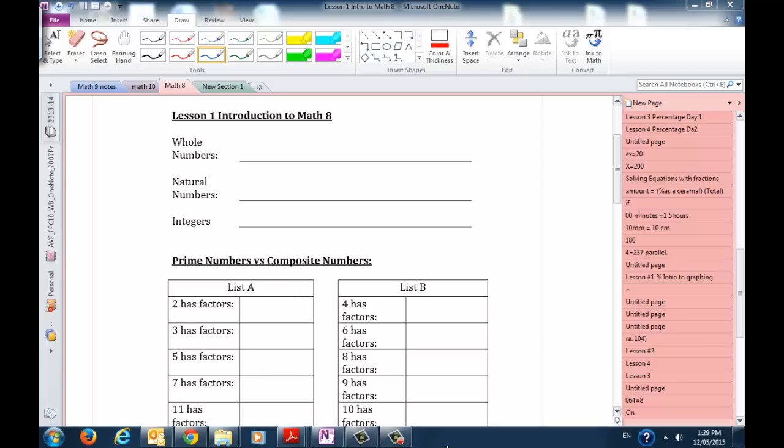Today is our first flipped Math 8 lesson. We're going to go through a few definitions and we'll do a few problems at the end as well. Let's start off with the definition of a whole number. A whole number is a number without fractions or decimals, and it includes 0. So let's write that down.